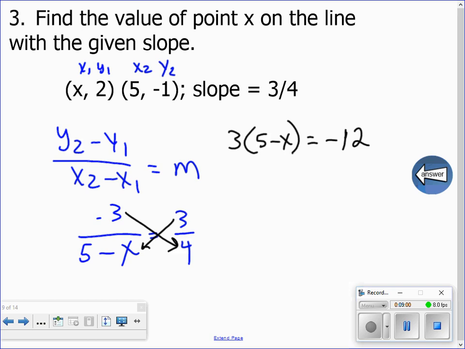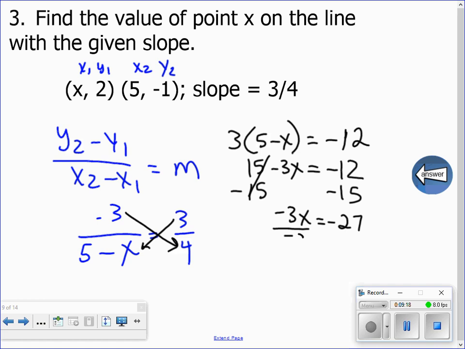So 3 times 5, that's 15. Minus 3 times x, which is 3x, equals negative 12. Get your constants on the same side. So negative 3x is equal to negative 27. Divide both sides by negative 3. And we get that x is 9.